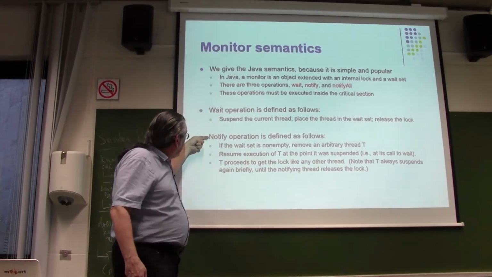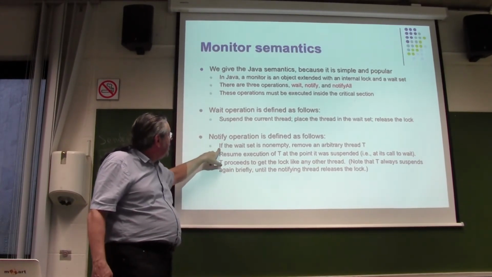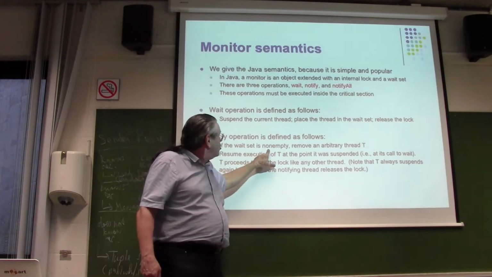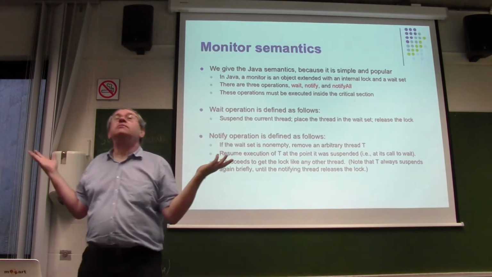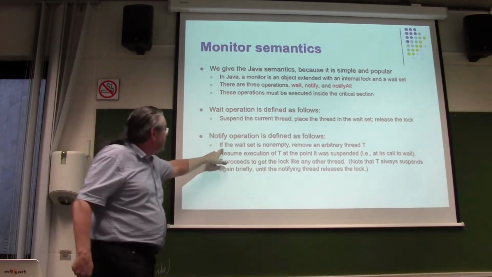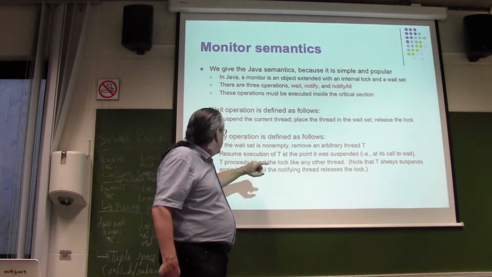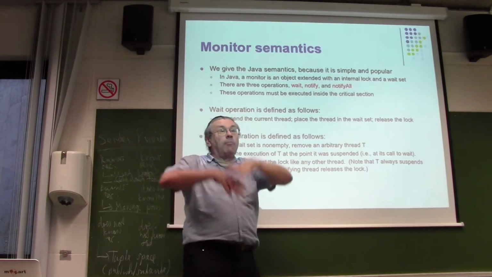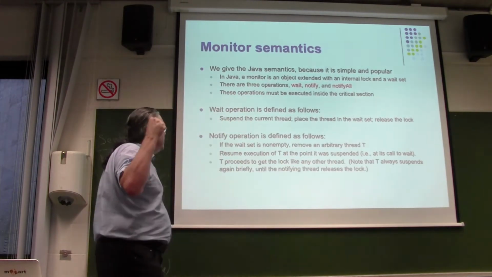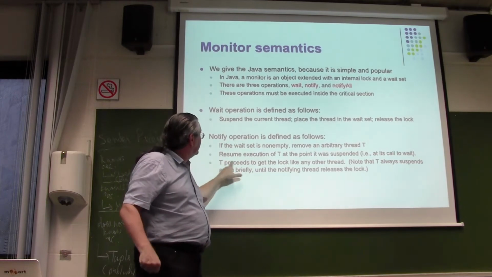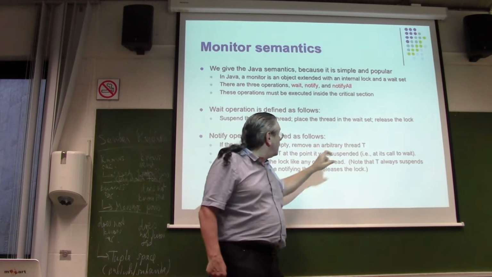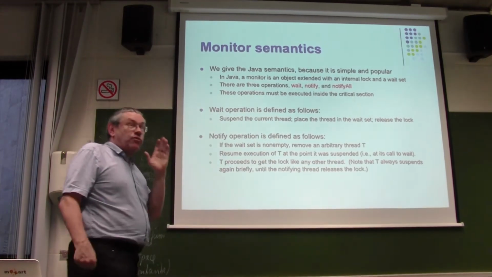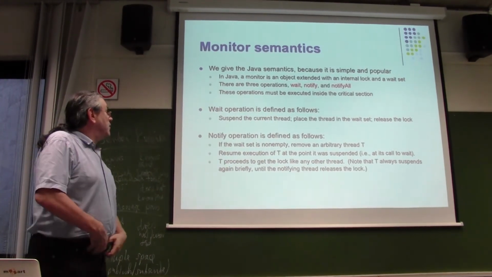The notify operation is the following. If the wait set is non-empty, then it does something. If the wait set is empty, the notify does nothing, okay? But if the wait set is not empty, I will remove an arbitrary thread. I just pick one, and I resume it. That means it starts executing again at the point it was suspended, okay? At the point it did a call to wait.